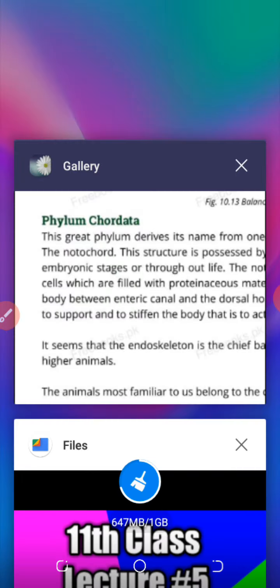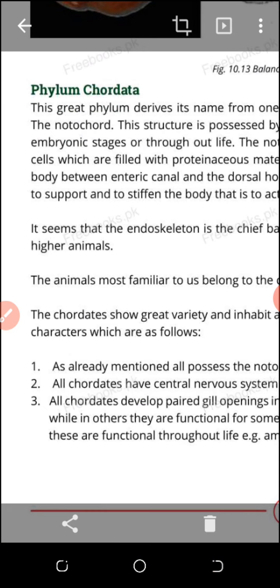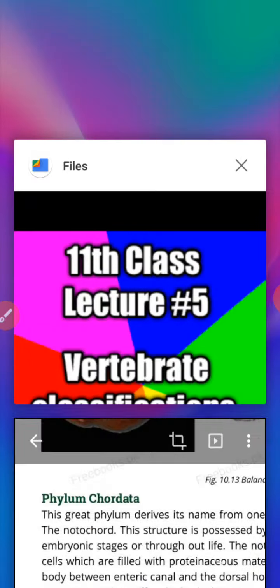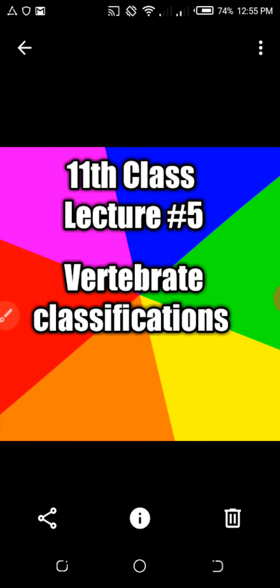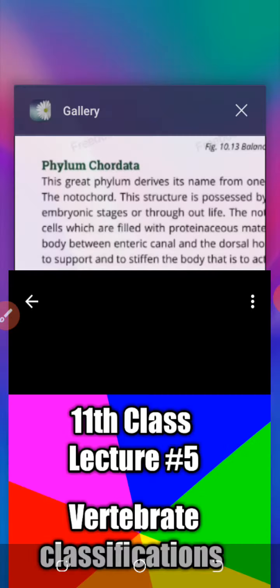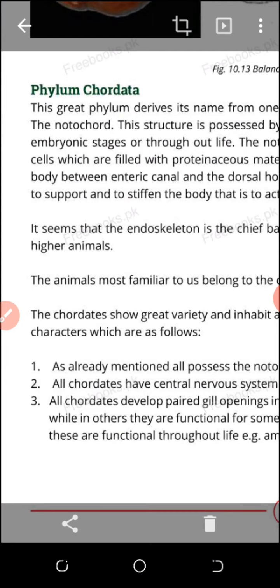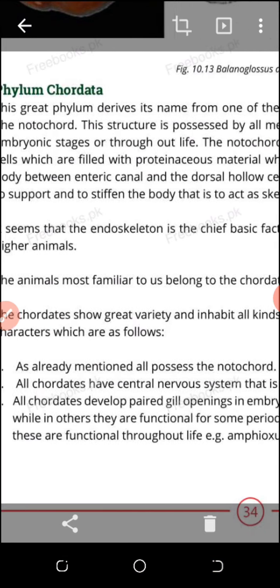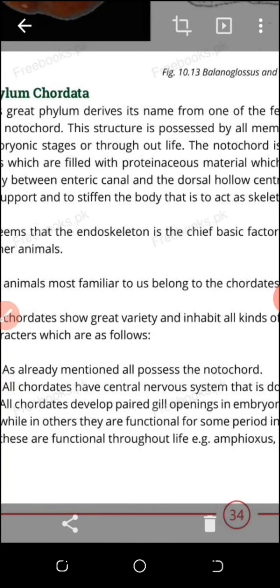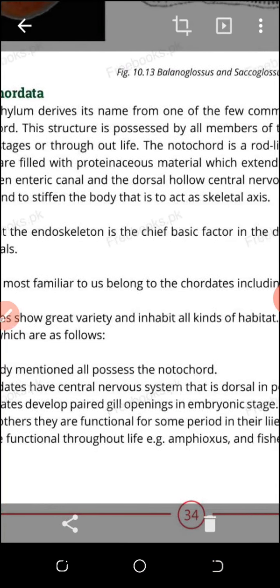Lecture number 5, and the topic is phylum Chordata, meaning vertebrate animals, the animals who have this. This is our topic, vertebrate classification, lecture number 5 for the first year class. And I will tell you first of all the characters of the chordates which differentiate them from invertebrates. I was telling you last day they are bilateria, they have bilateral symmetry, they have a notochord.